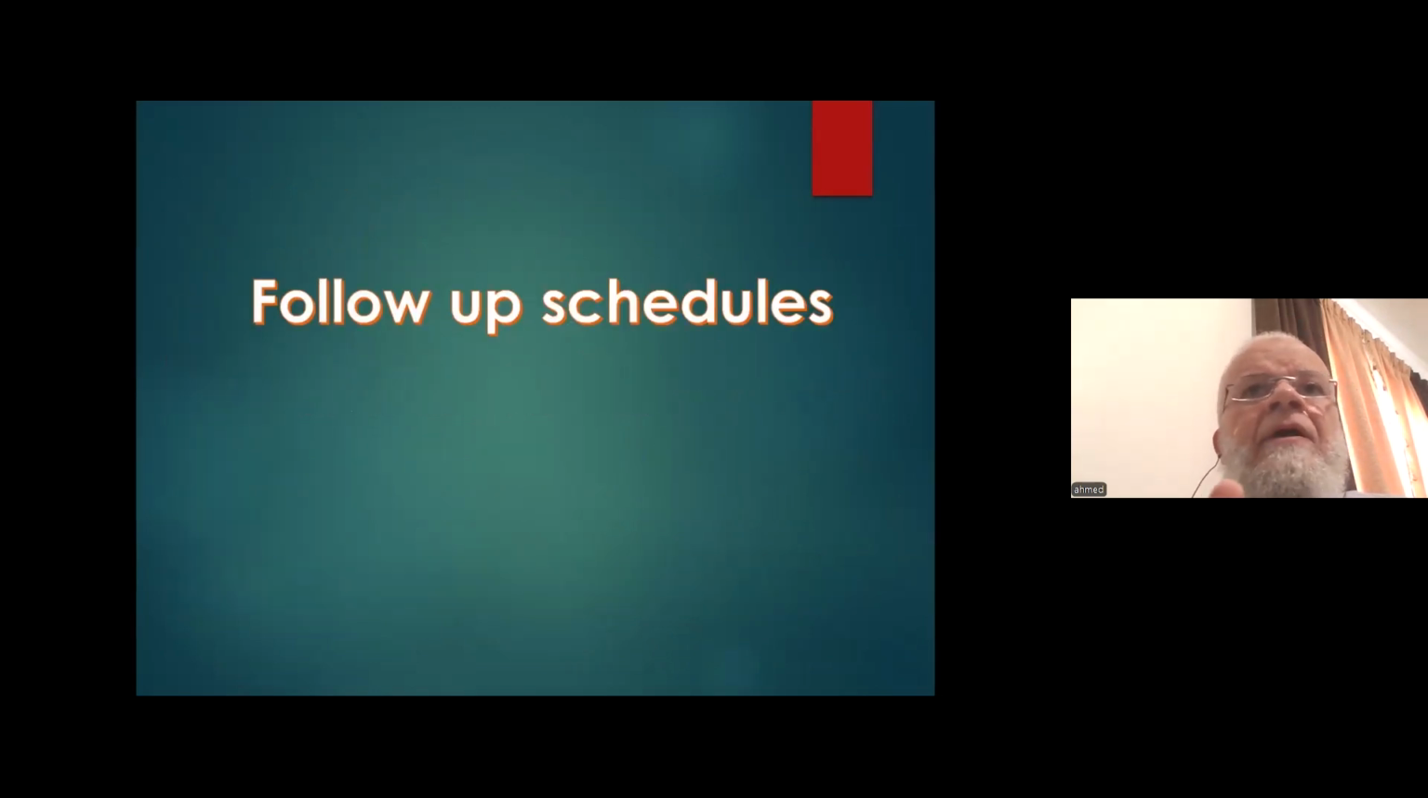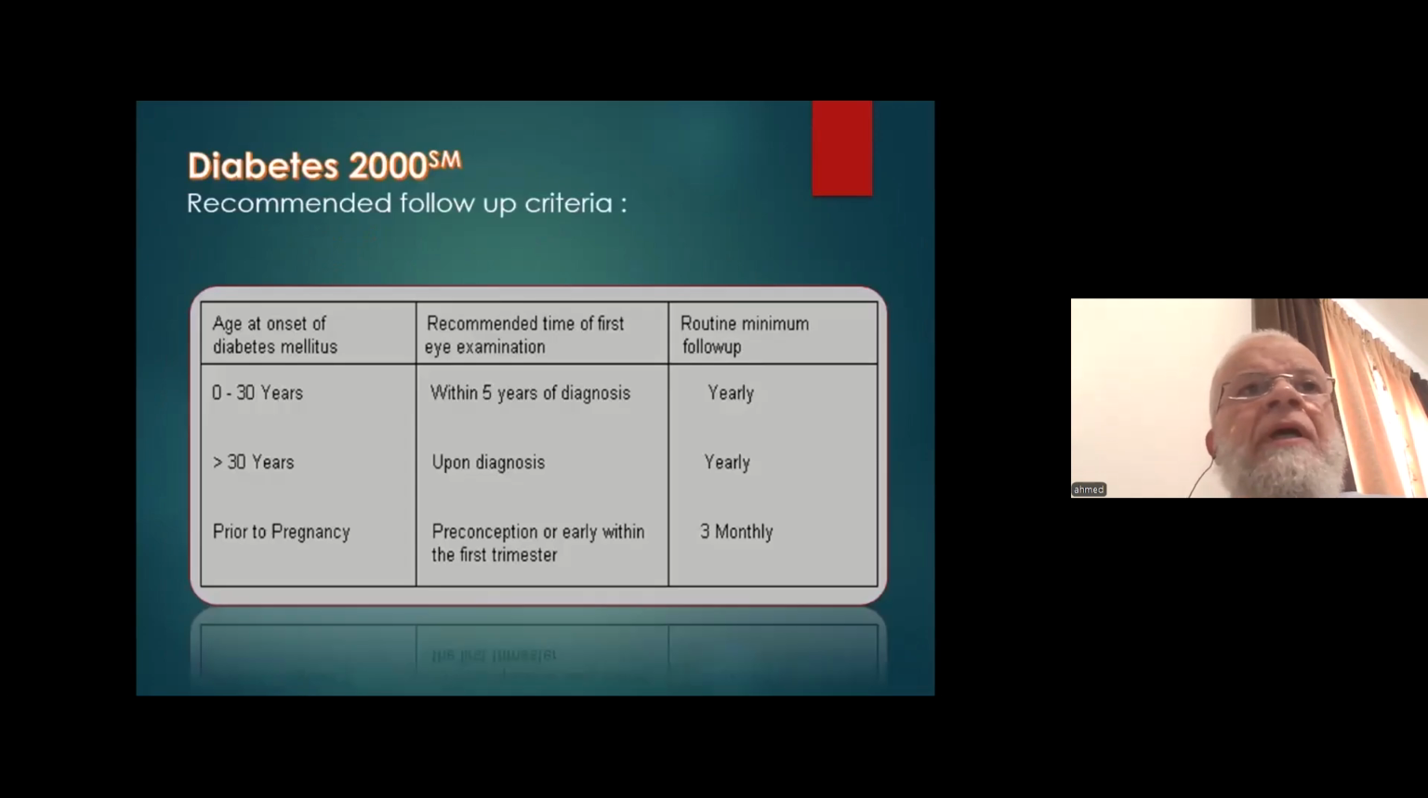Follow-up schedules are therefore put. If the age of onset of diabetes is less than 30 years of age, the recommended time for the first eye examination is within 5 years of diagnosis and then yearly. If the age of onset of diabetes is more than 30 years of age, the recommended time of first eye examination is upon diagnosis, then yearly. Prior to pregnancy, the recommended time for first eye examination is preconception or early within the first trimester and then 3 monthly.